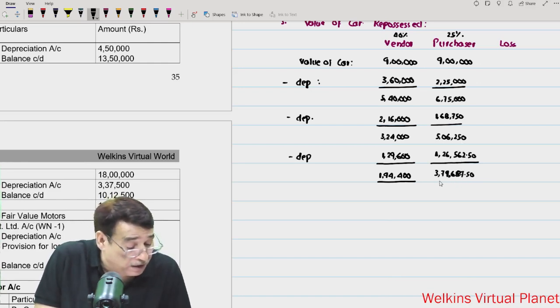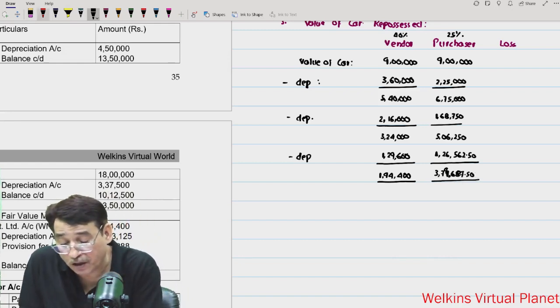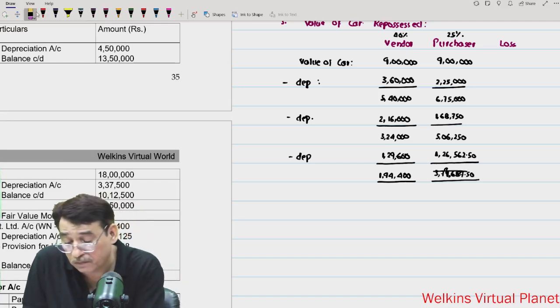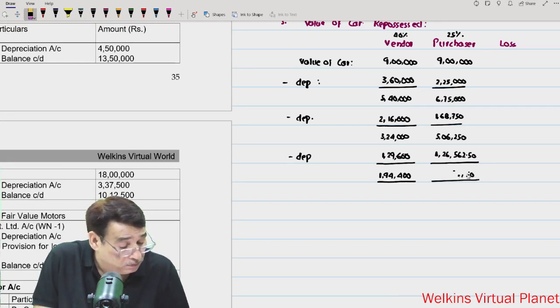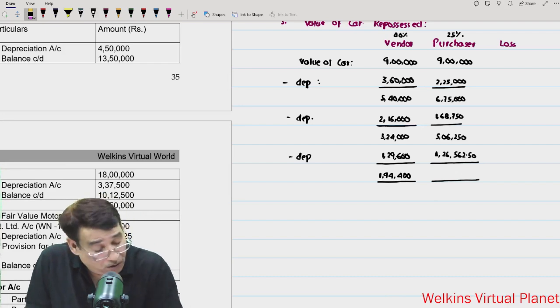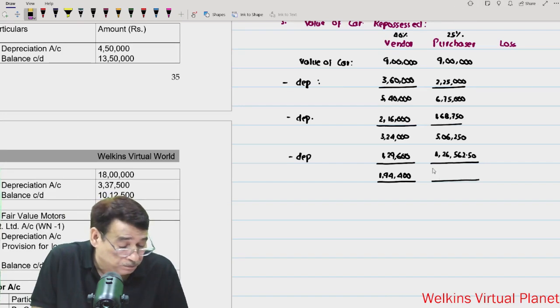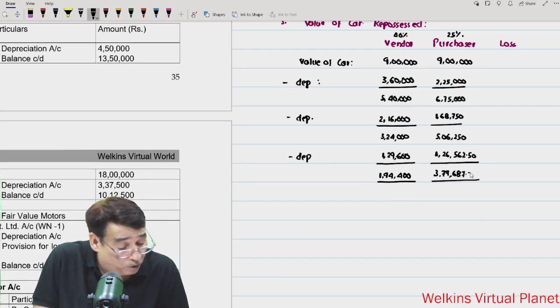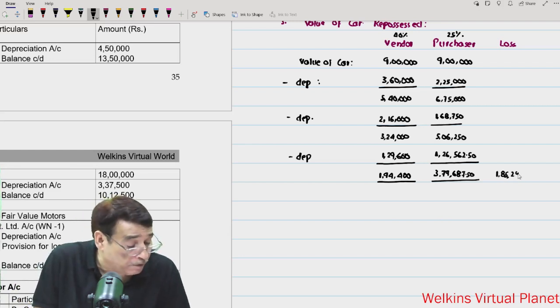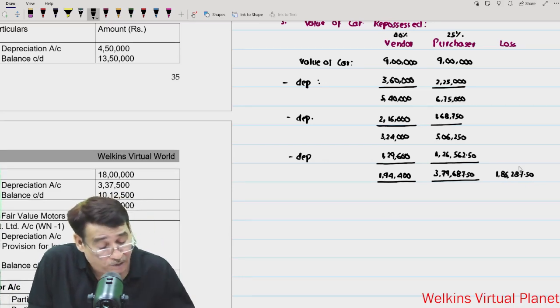379,687. This is 379687. I will write it again for you so that no confusion is there. That is equal to 379687.50. Now you take the difference of these two amounts, that difference will be equal to, I think, 185287.50. So you have determined the amount of loss.